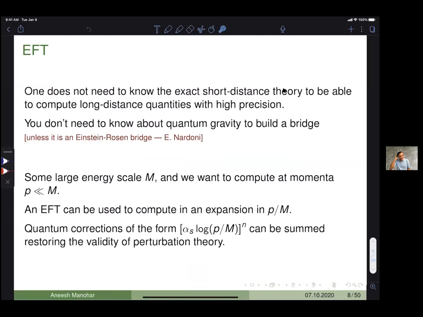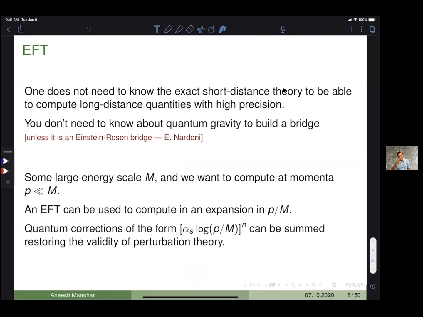Now, the basic idea of EFTs is kind of obvious in some ways: you don't need to know the exact short distance theory to be able to compute long distance quantities with high precision. Sort of a sound bite is you don't need to know about quantum gravity to build a bridge. And we use this concept all the time in everyday life and in physics.